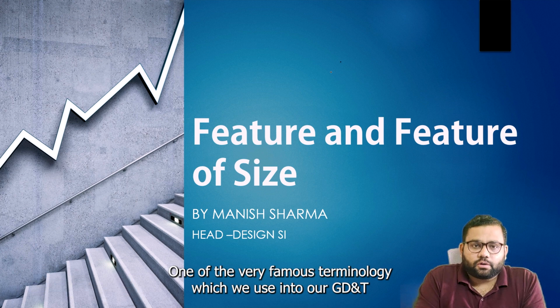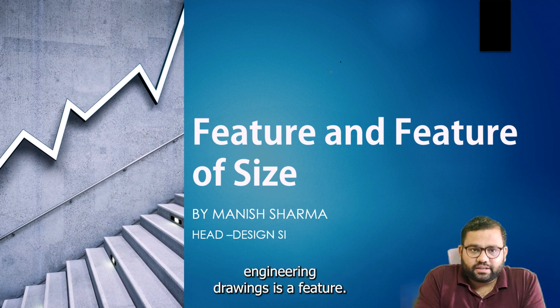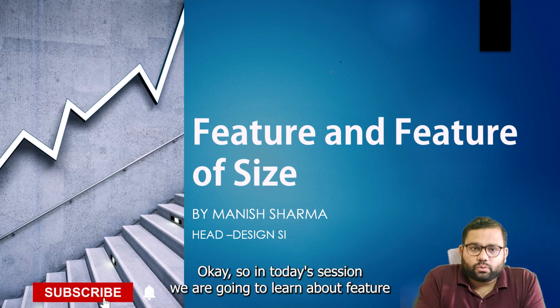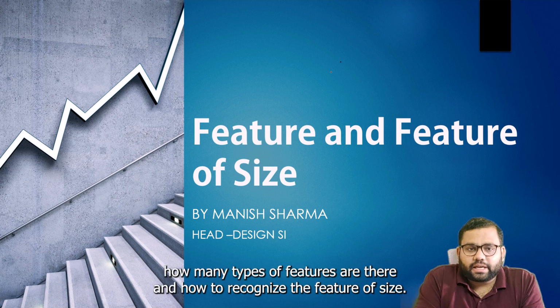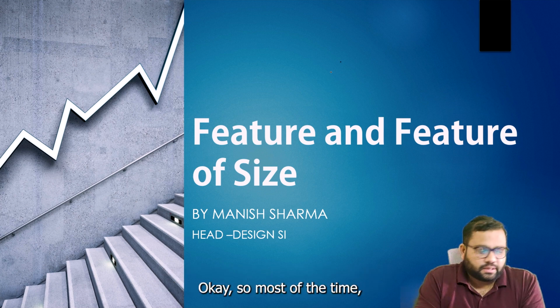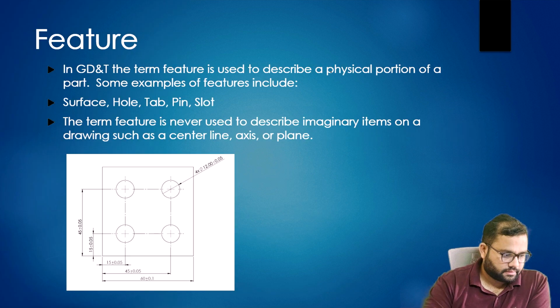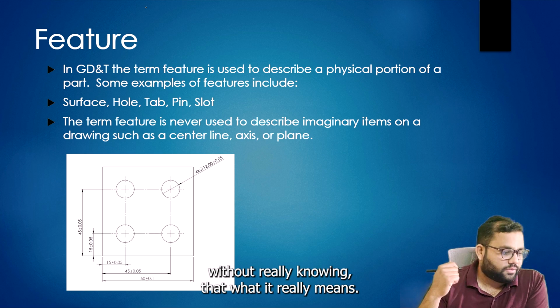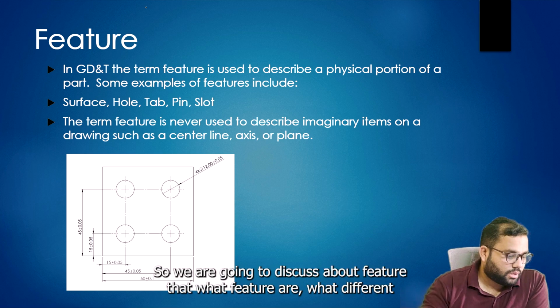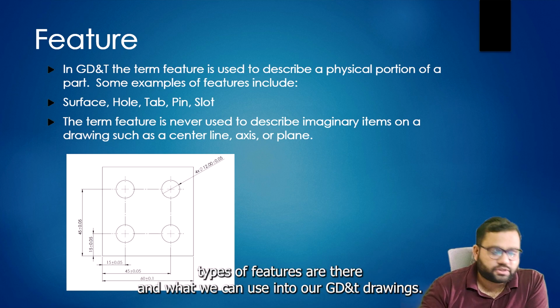One of the very famous terminologies which we use in our GD&T engineering drawings is a feature. In today's session we are going to learn about feature and feature of size. In feature we will learn how many types of features there are and how to recognize the feature of size. Most of the time we use this terminology without really knowing what it means. So we are going to discuss the different types of features that we can use in our GD&T drawings.